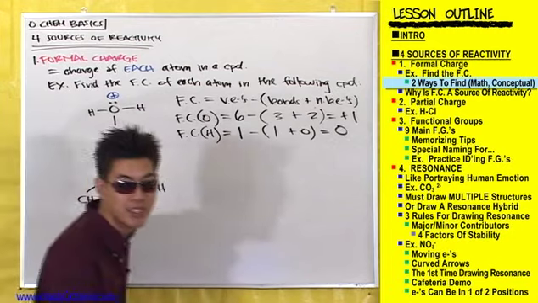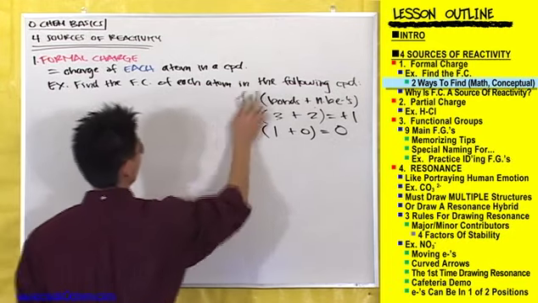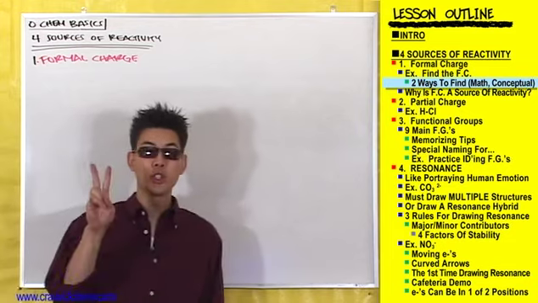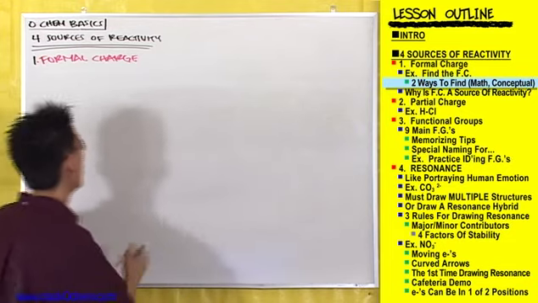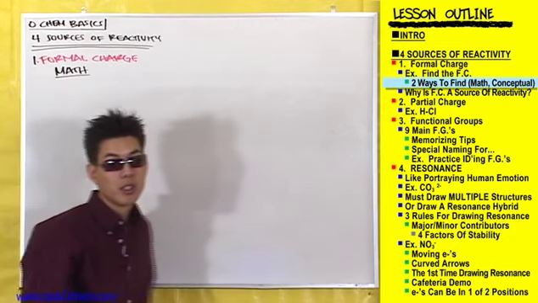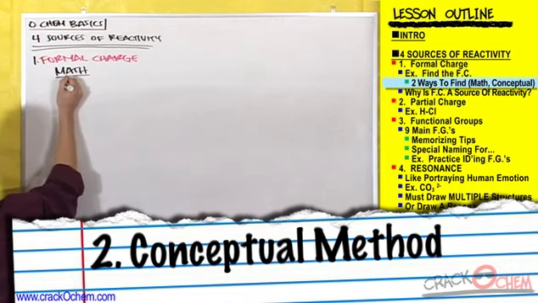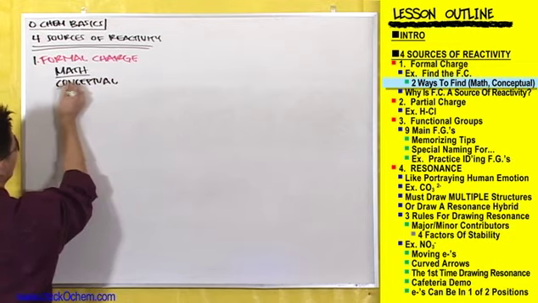All right, so let's erase this real quick. Okay, so there's 2 ways to find formal charge on atoms. We just saw the first way, which was the math way. Now let me show you the second way, the conceptual way.